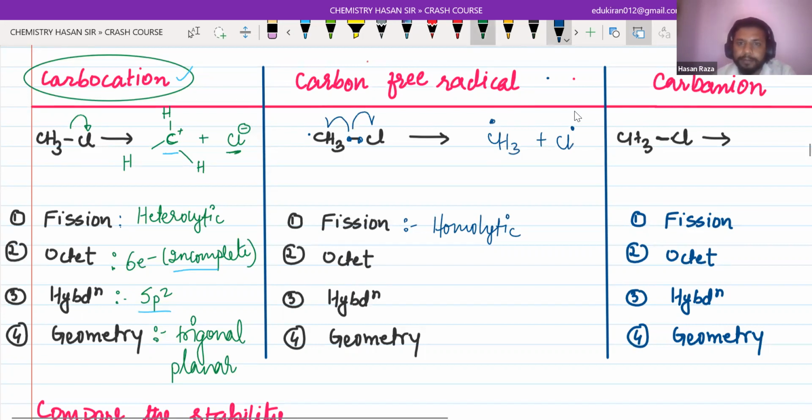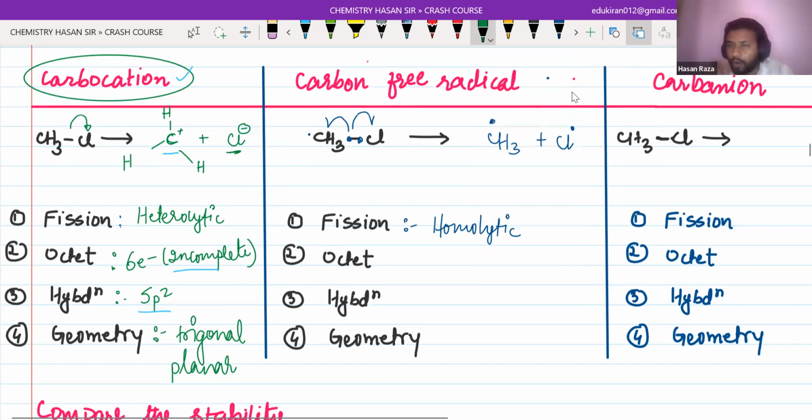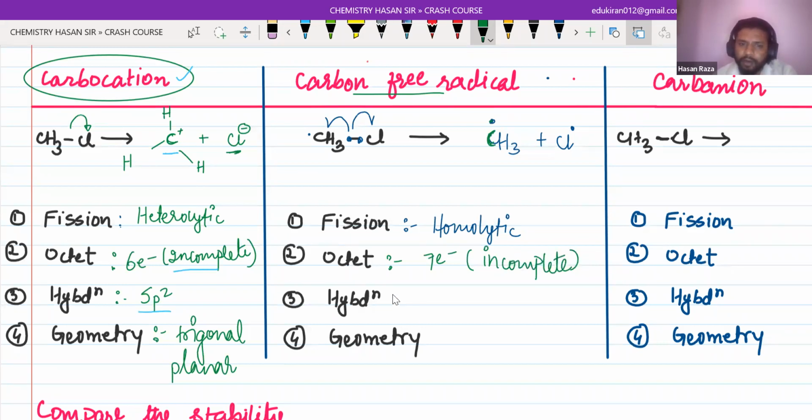Now you can also see that whenever there is one dot or one electron on carbon, that is known as a carbon free radical. What about the octet? You can see carbon is making 3 bonds with hydrogen, that means 6 electrons, and 1 unpaired electron, that's why 7 electrons. It is also incomplete. The octet is incomplete. Now, for hybridization, it will be sp2, and the geometry will be trigonal planar.